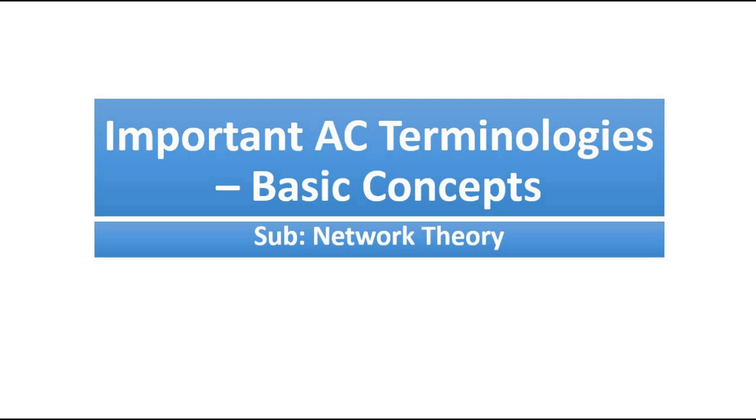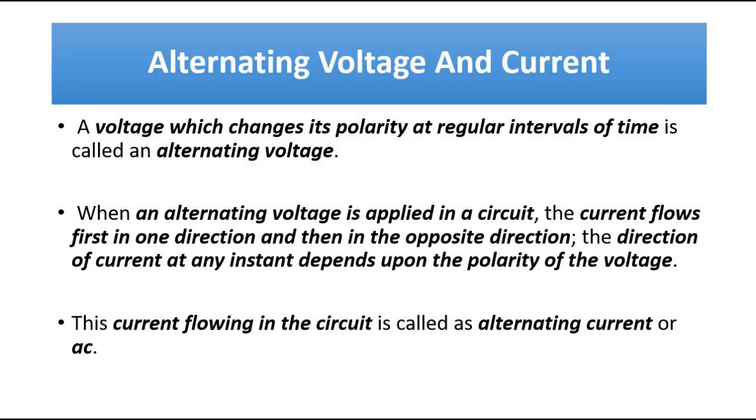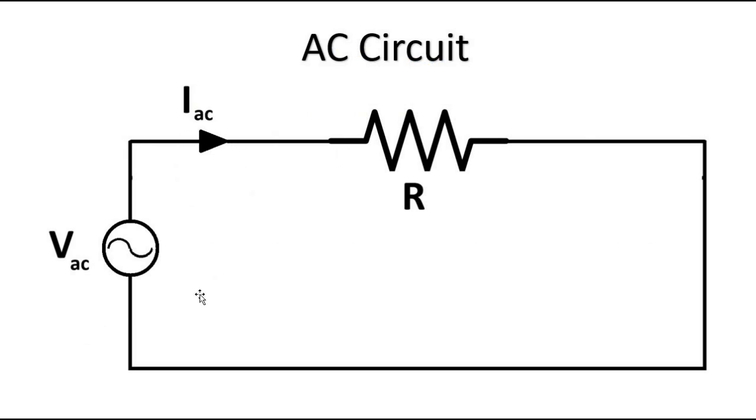So a quick review. Alternating voltage and current are parameters, signal waveforms which change in terms of both magnitude and direction. Their magnitude and direction both change with respect to time. The polarity of the voltage or current changes at regular, fixed intervals of time, and that results in the alternating voltage applied to a circuit resulting in an alternating current.